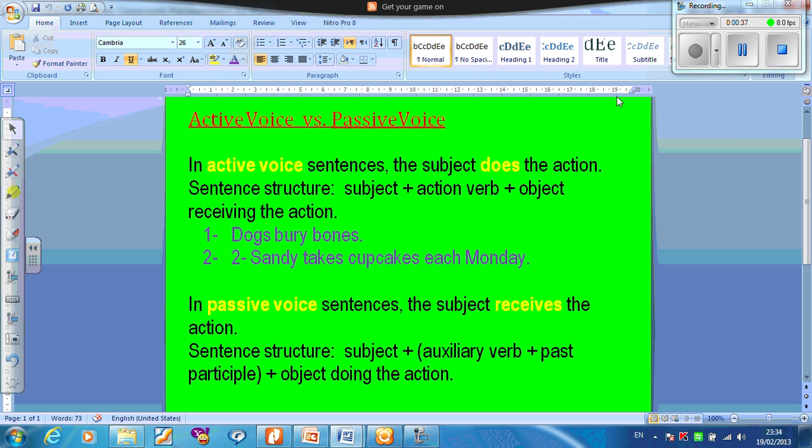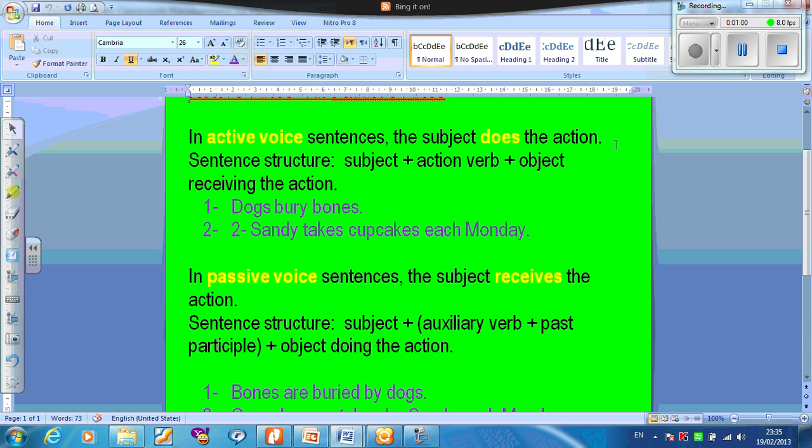For example, dogs bury bones. Number 2, Sandy takes cupcakes each Monday. This is the active voice, where the subject does the action. Let's see the passive voice. In passive voice sentences, the subject receives the action. The sentence structure is subject plus auxiliary verb plus past participle plus object doing the action.